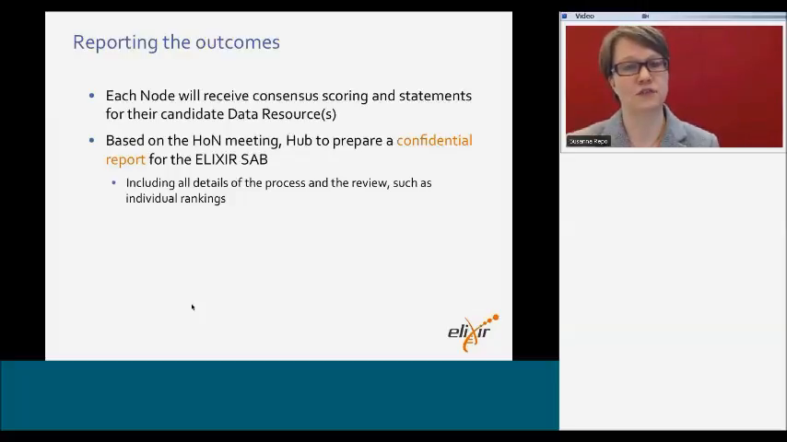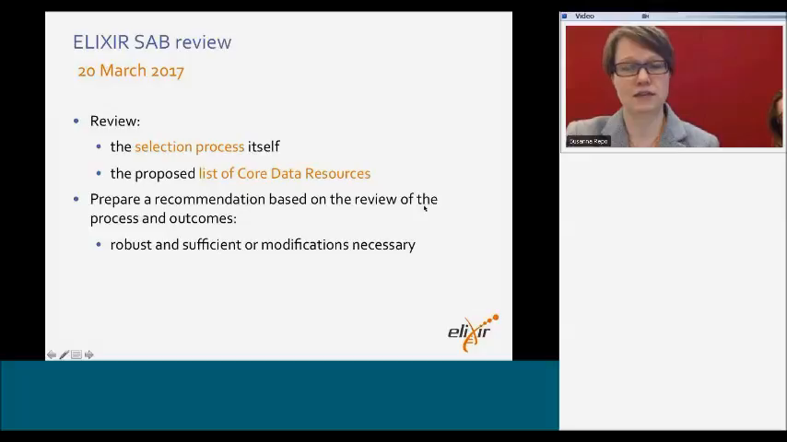The ELIXIR Scientific Advisory Board will assess whether this process is effective, whether it's fit for purpose, and whether it's excellence-driven and therefore suitable for ELIXIR. To help them do this review, we will prepare a confidential report that includes all the details of the process and the review. This report will be presented to the ELIXIR Scientific Advisory Board in the beginning of March. Then the ELIXIR SAB will have their next meeting just before the ELIXIR All Hands meeting on 20th of March. There they will, based on the report, review the selection process itself, and also the proposed list of candidate core data resources.